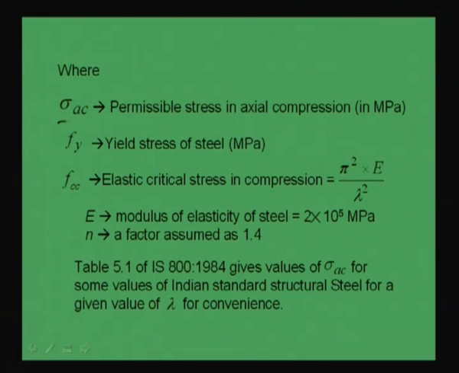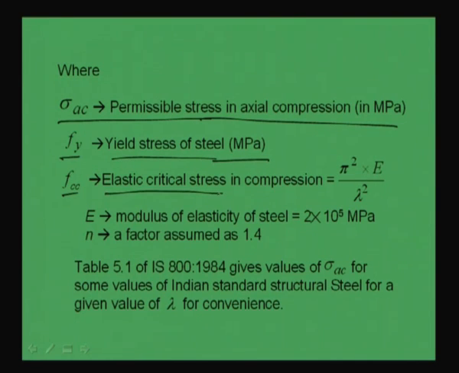So the allowable stress can be found from this formula, where sigma AC is the permissible stress in axial compression in MPa, and fy is the yield stress of steel, and fcc, as I told earlier, is the elastic critical stress in compression, which can be found from the equation π²E by λ².